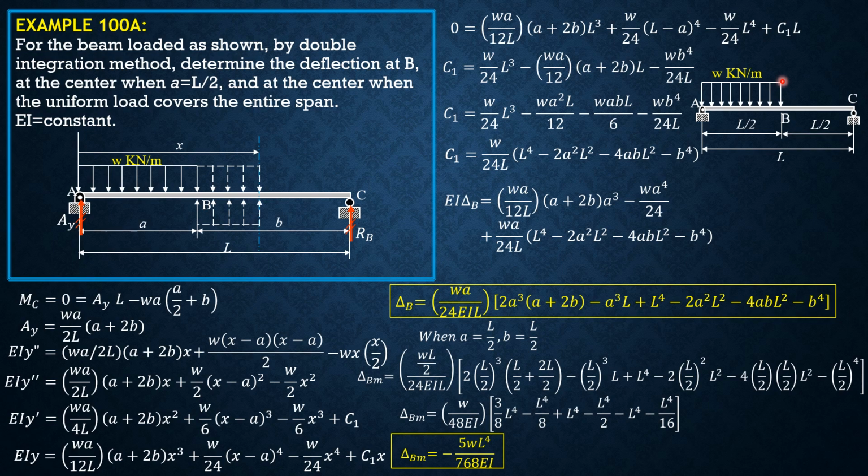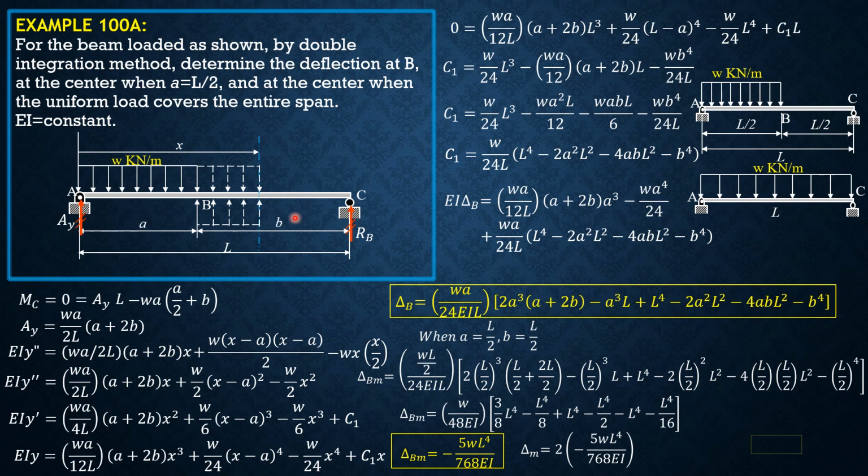So if the entire span is covered with uniform load, then we expect that the deflection at midspan will be double this value. So we multiply this by 2, and that's the maximum deflection at midspan when the beam is loaded entirely with uniform load. So it is negative 5WL to the fourth over 384 EI for that situation. And I hope that you're familiar with this situation. So that's it for this problem.